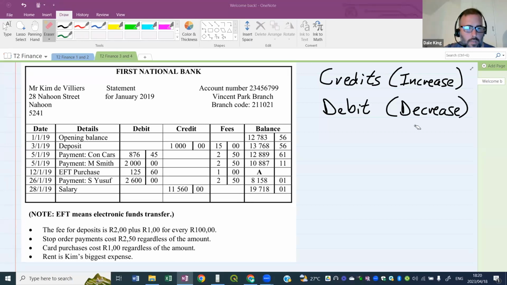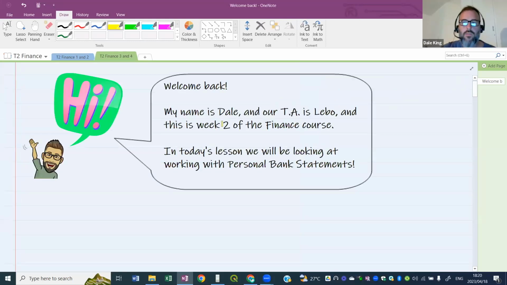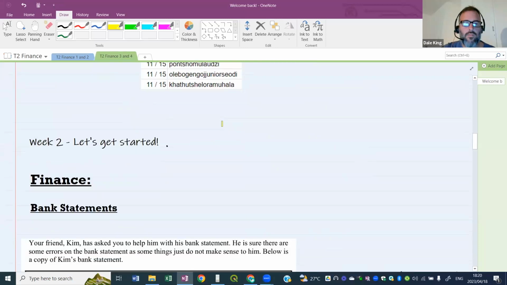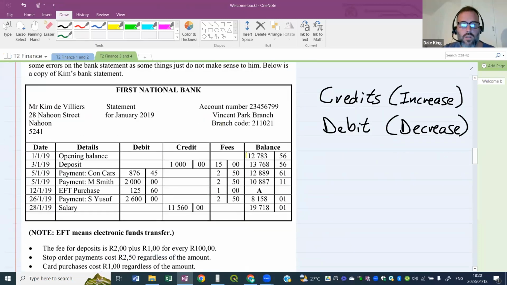All right, don't worry about the last line, rent. That's for a personal budget. Let's go back up to the top one again. We're going to look at the first line here, opening balance. This is the balance that came from the previous month. This is how much is in the bank account to start with. Then we're going to go to the next transaction.